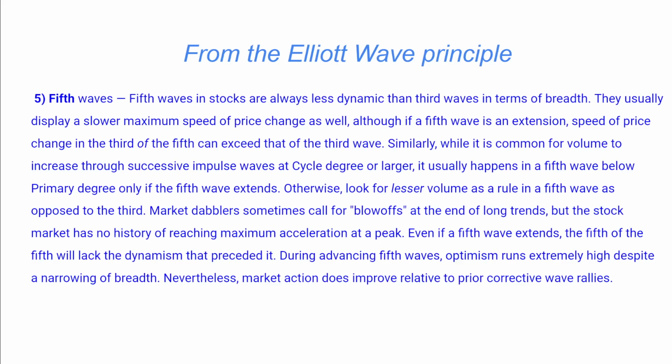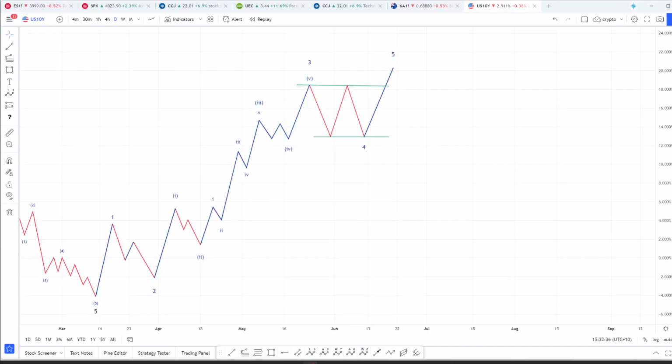During advancing fifth waves, optimism runs extremely high despite a narrowing of breadth. Nevertheless, market action does improve relative to prior corrective wave rallies. So whilst wave three is often referred to as the institutional wave, wave five is often called the retail wave. So this is the point of the cycle where the professionals begin to transfer their shares to the latecomers and those that are desperate to grab some of the wealth that has been on offer.